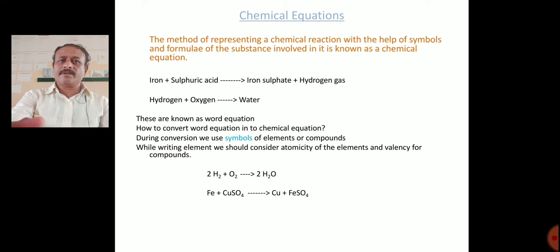I took the last time's example, 2H2 plus O2 giving 2H2O. H and O are elements, so I have written hydrogen and oxygen as H2 plus O2, because the atomicity of hydrogen is 2 and the atomicity of oxygen is also 2. It is separated with an arrow mark, and I have written 2H2O, that is water, which is a compound.